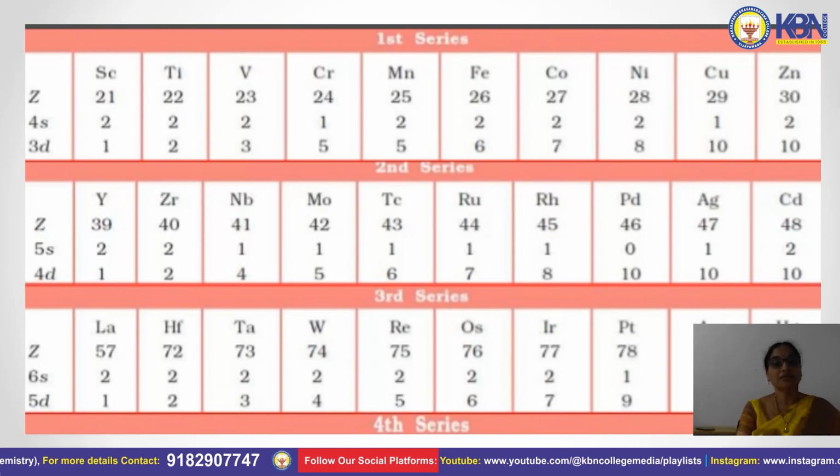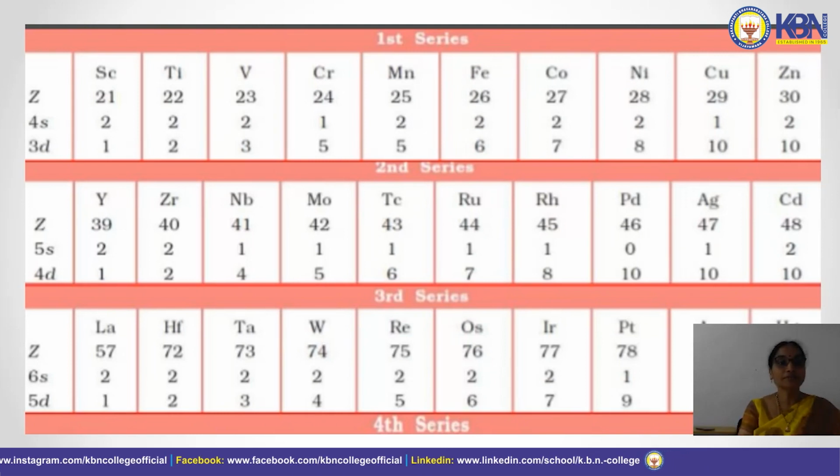The next kind of d-block elements is the second series, also known as the 4d series. In the 4d series, the last electron enters the 4d orbital. From yttrium to cadmium, atomic numbers 39 to 48, come under the 4d series: yttrium, zirconium, niobium, molybdenum, technetium, ruthenium, rhodium, palladium, silver and cadmium.